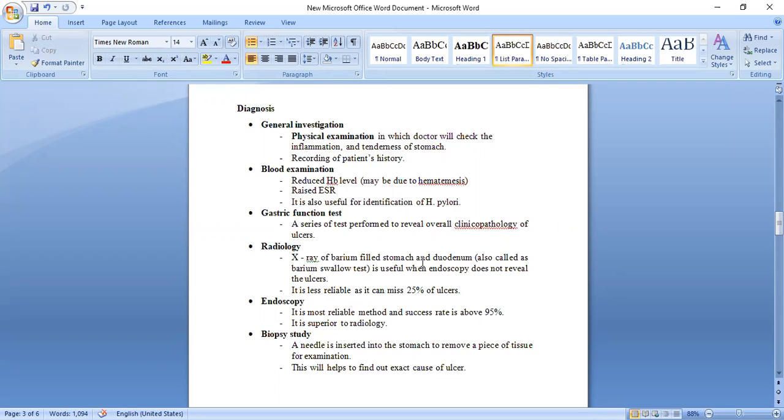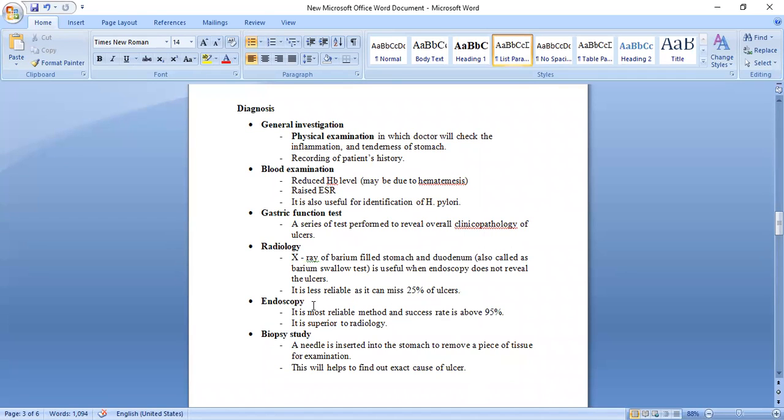We can see it directly in the X-ray because the barium adsorbs in that region. So after taking the X-ray, we can see the regions of the ulcerations. It is useful when endoscopy does not work. That time we can take this barium X-ray. It is less reliable, as it misses 25% of ulcers.